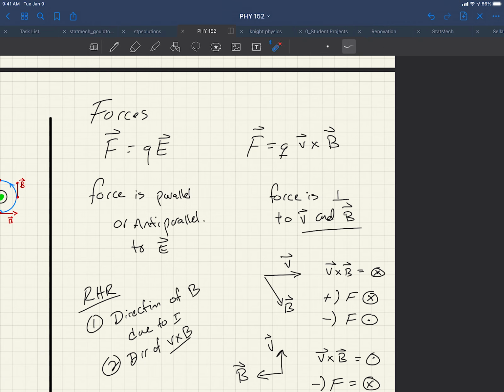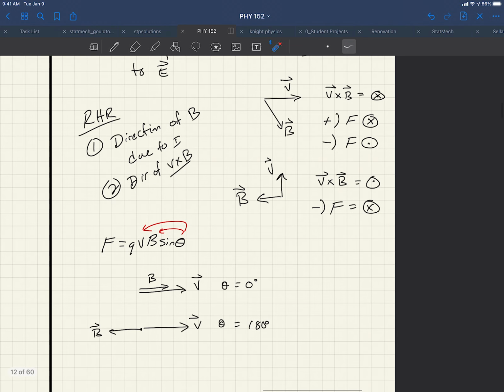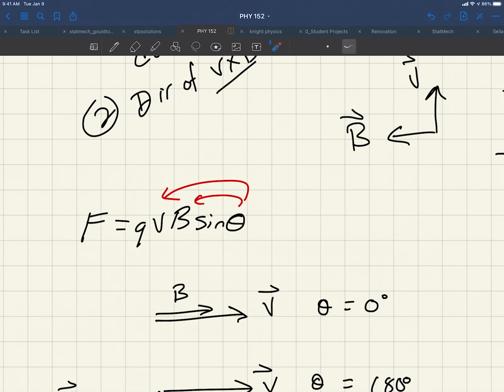But now we want to know how long is it? How big is that force? Well, this is going to have the following form. We say that the magnitude of the force, again, we're not writing with a vector symbol. What we're really saying is there's the vector, I'm taking the length of that vector, and that's what we mean by F. So the length of that force is the magnitude of the charge. There's no plus or minus here, just the magnitude of the charge, the magnitude of the velocity, again, no plus or minus, and then B.